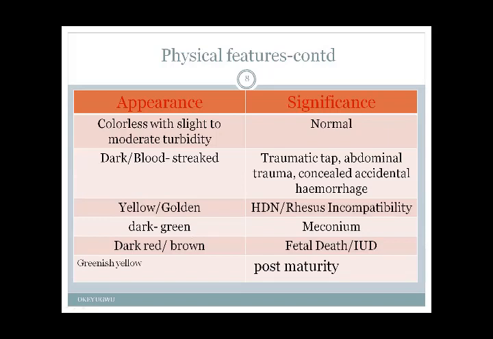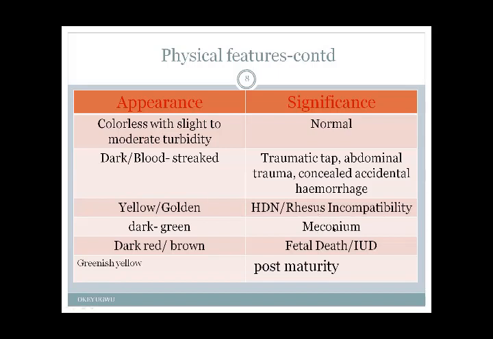Dark green shows it has meconium. And what is meconium? It is the passage of fetal stool. Mainly it's the passage of fetal stool, and it happens whenever the fetus is in stress in a pathological state, or in case of a normal pregnancy at term, the fetus can pass meconium.